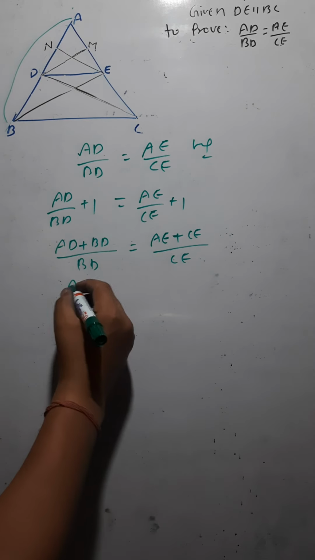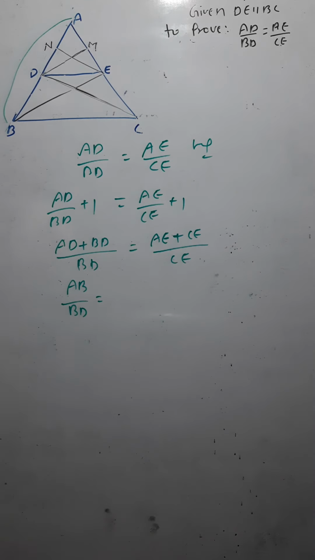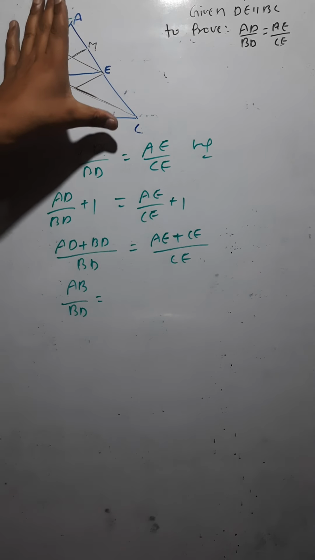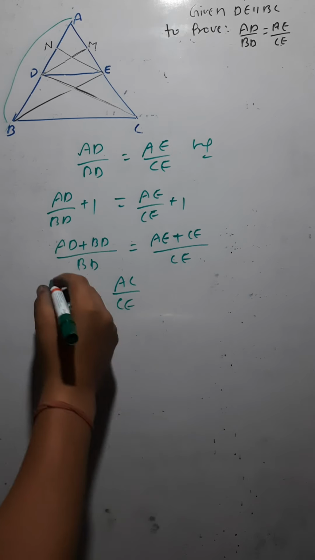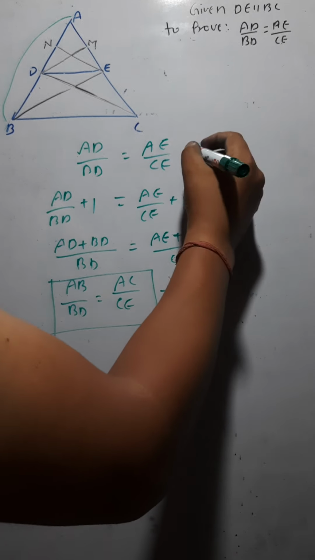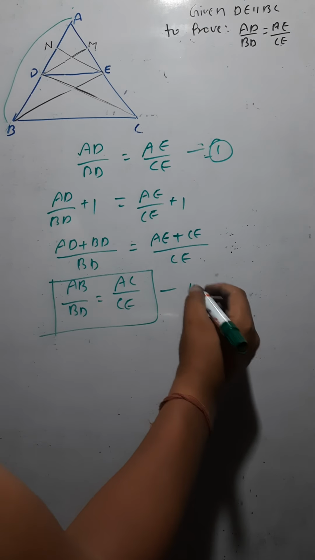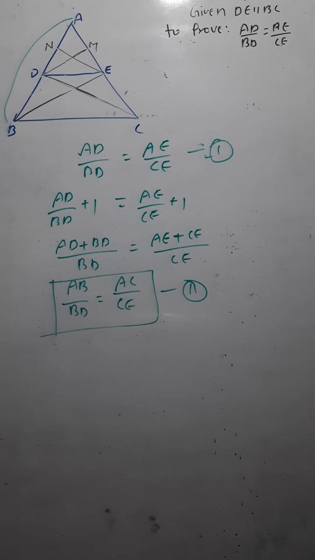So the up one is AB. The down one is again BD. And AE plus CE would be again complete AC. AC by CE. So this is also the Thales theorem. This is the first part of the Thales theorem. Again this way also you can write the Thales theorem.